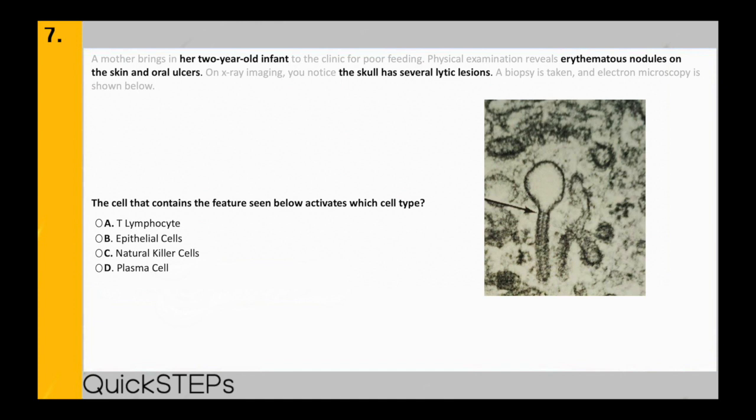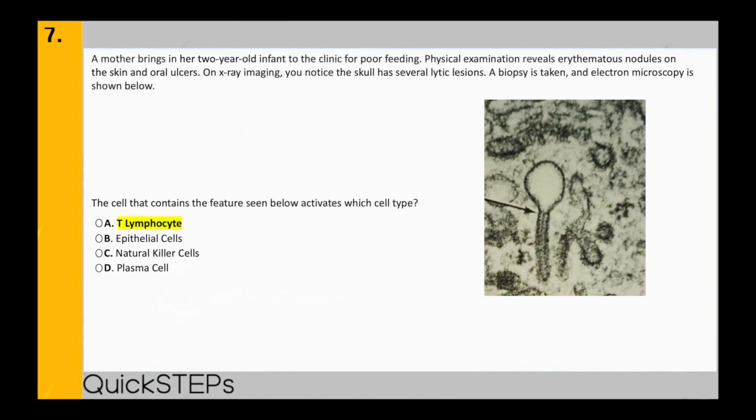So what we see in this picture, that tennis racket shaped organelle, is called a Birbeck granule. These are only found in modified dendritic cells of the skin called Langerhans cells. These cells are derived from neural crest cells, and their function is to activate T lymphocytes. Right, answer choice A, T lymphocytes. So if you were just familiar with this image, you did not even have to know the condition in order to get it correct.